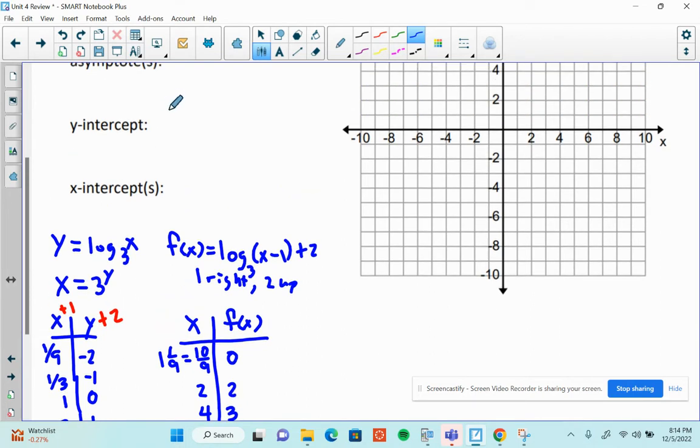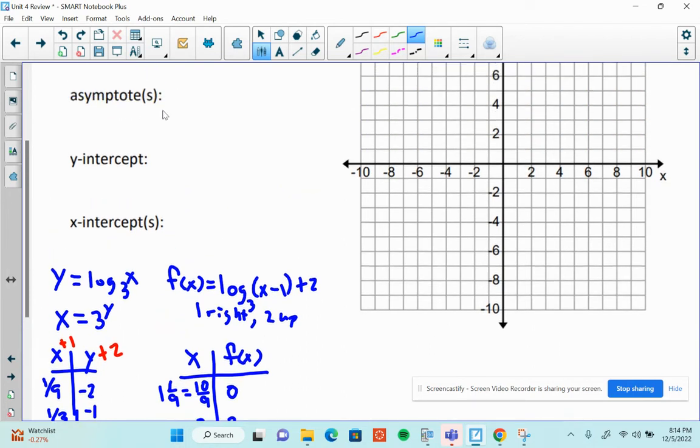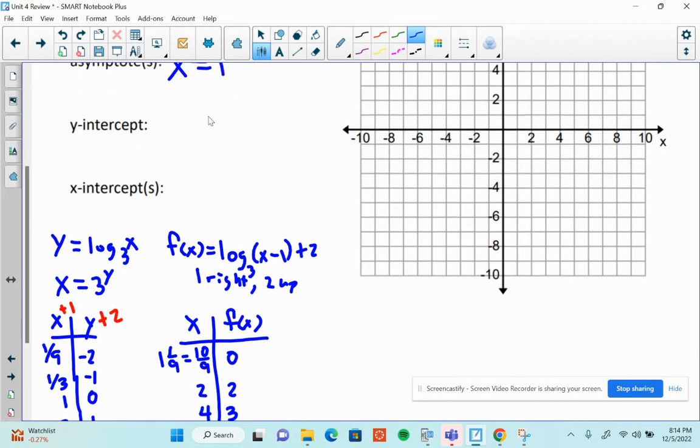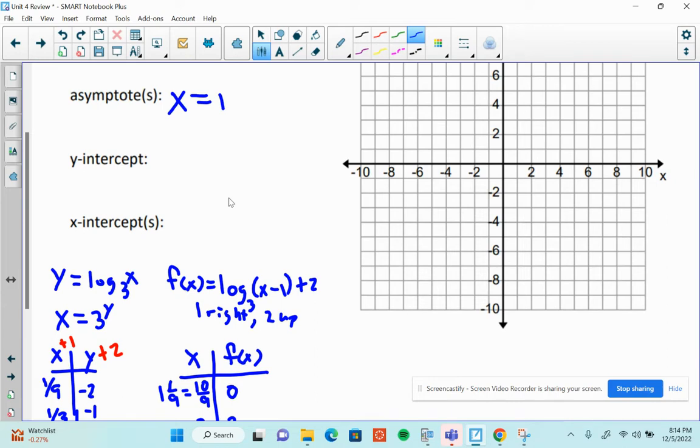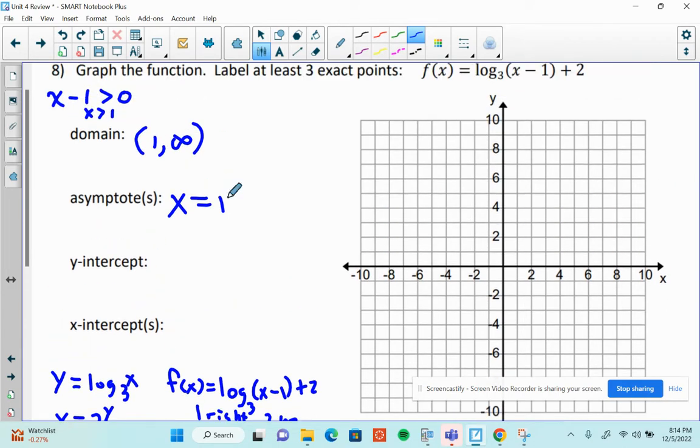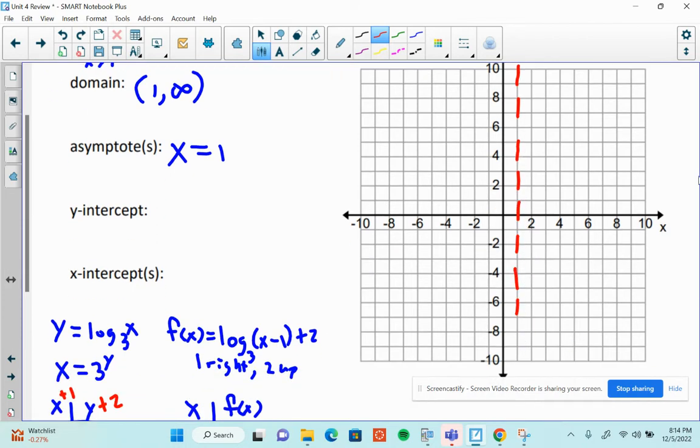Our y-intercept, let's do the asymptote. The asymptote is going to be x equals 1. So we're going to get close to 1 but never get there. That'll be our vertical asymptote. I'll go ahead and put that on the graph. All right. We took the log function that had its asymptote at the y-axis and shifted it over 1 unit to the line x equals 1.